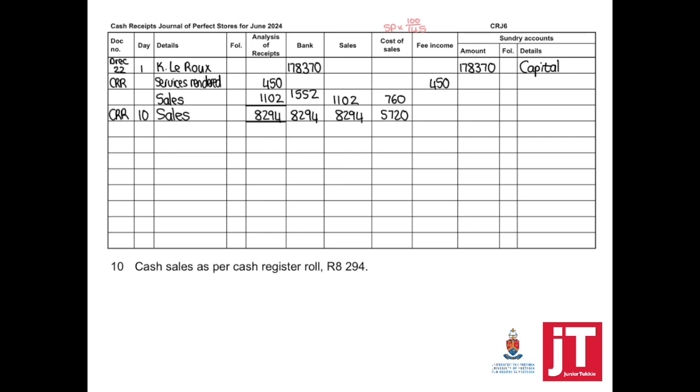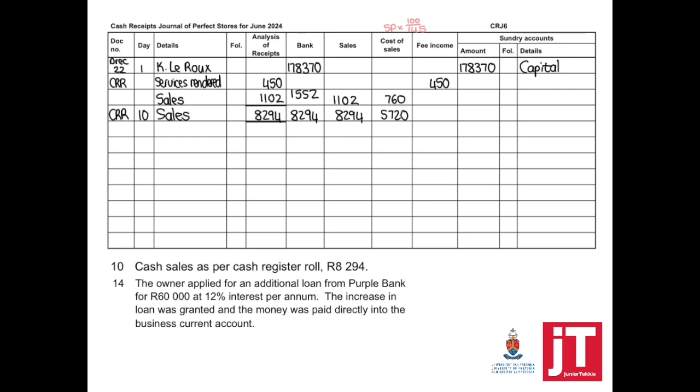On day 14, the owner applied for an additional loan from Purple Bank for $60,000 at 12% interest per annum. The increase in the loan was granted, and the money was paid directly into the business current account. Here they said the money was paid directly into the business bank account. Nowhere did they mention that a receipt was issued. That's why the source document is going to be the bank statement. This happened on day 14. From whom did we receive the money? Purple Bank, directly into our bank account, $60,000.